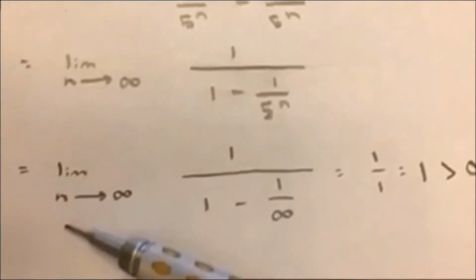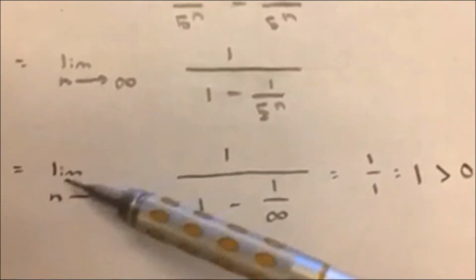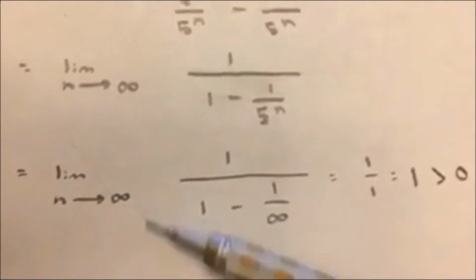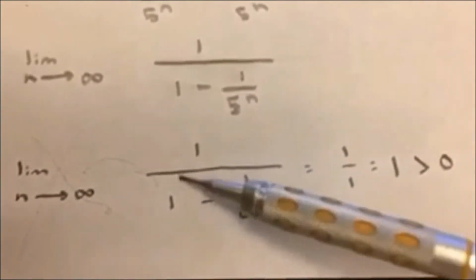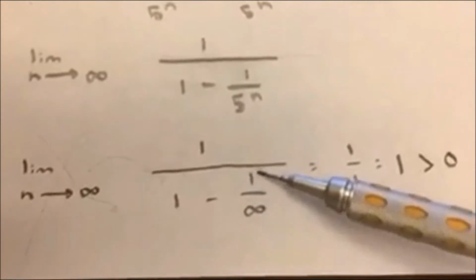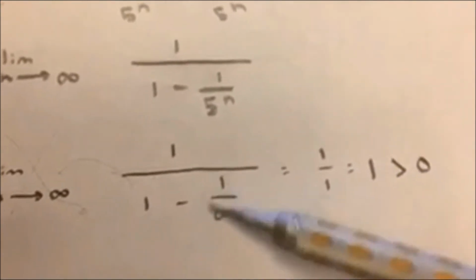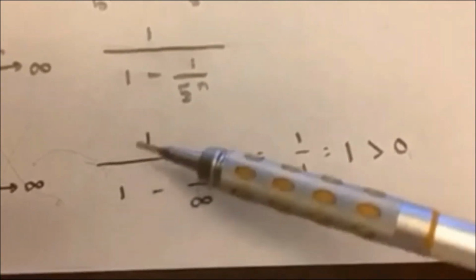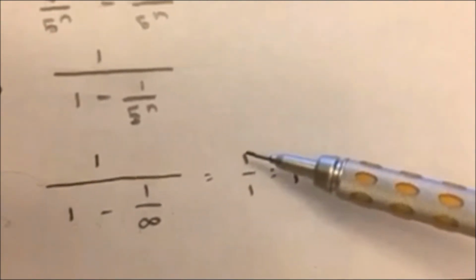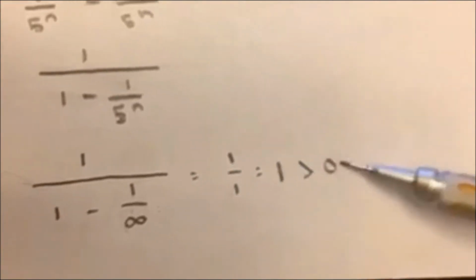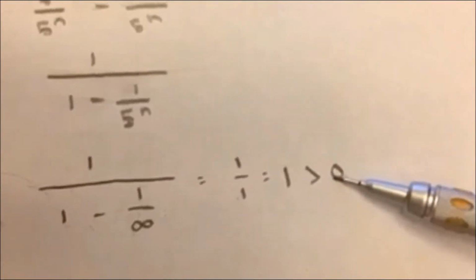Then we take the limit again. Okay, but this time we should actually cross this limit out. This should not be here, but then we move over and we get 1 over 1 minus 1 over infinity. This value right here, we can see it equals 0. So 1 minus 0 is equal to 1. So we get the expression 1 over 1, which is equal to 1, which is greater than 0.